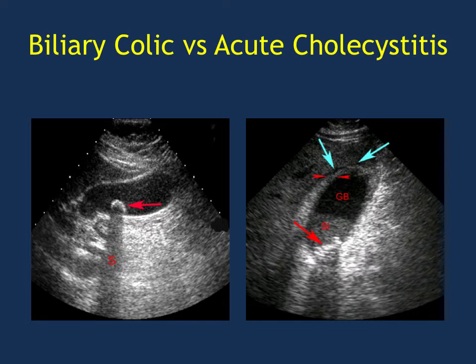And the blue arrow points to a sliver of pericholecystic fluid, so additional exudative fluid from the inflammation. On the left is a normal gallbladder with just a stone. It could easily have been a picture of somebody with biliary colic where the stone now has been dislodged and now the patient is feeling better. But there's no evidence of inflammation. The wall thickness is normal. There's no fluid.